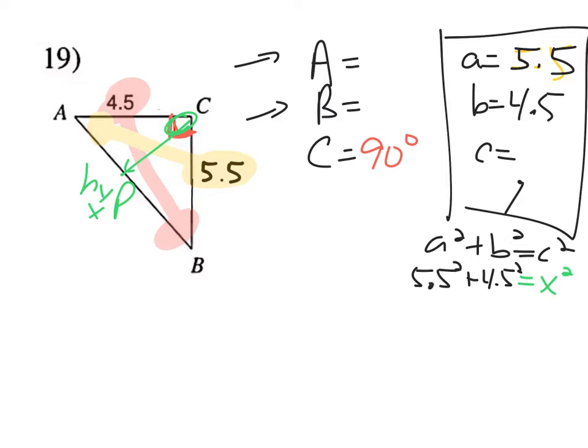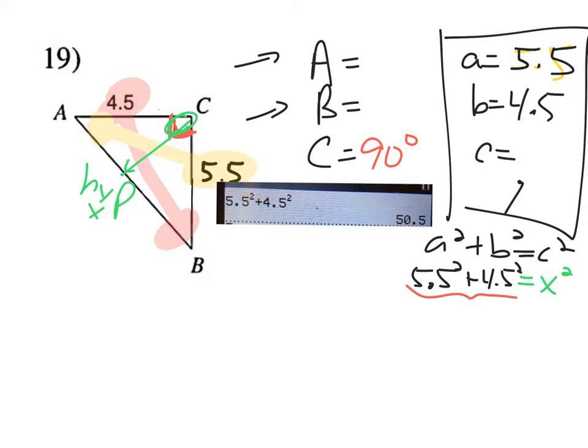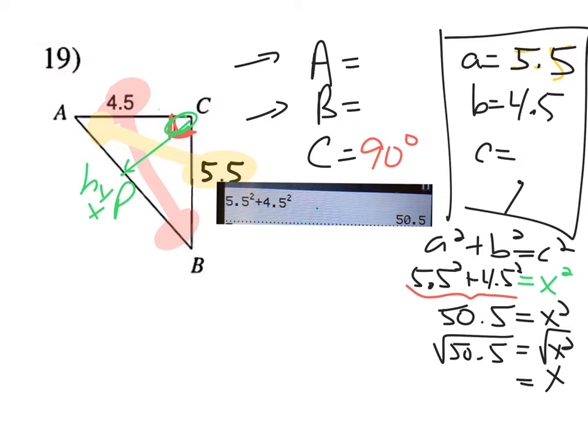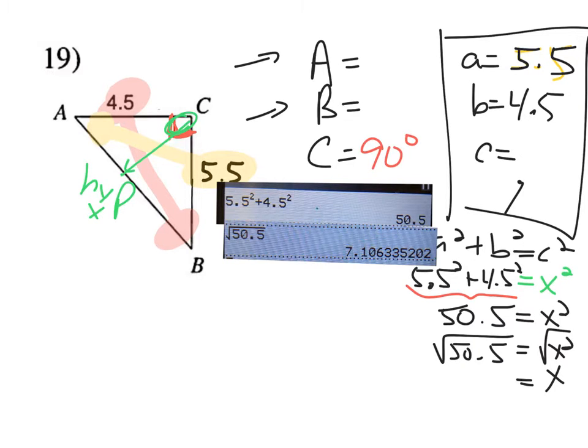So here we're going to solve for x by first doing this left-hand side on your calculator. So here we're going to have 50.5 equals x squared. And then the way you solve for x is you take the square root of both sides. So here the missing side c is going to be the square root of 50.5, or 7.1. So here side C is 7.1. That's the hypotenuse. Always good to check and make sure it's the longest of the 3 sides. And here it is, because it's bigger than 4.5 and 5.5.